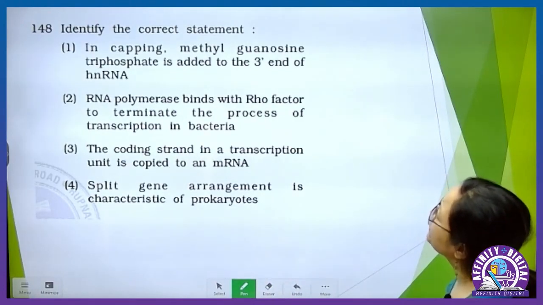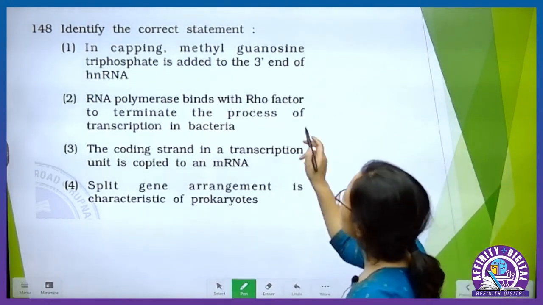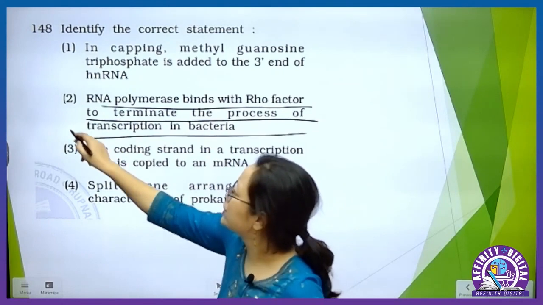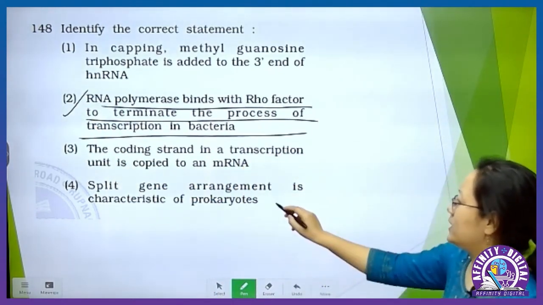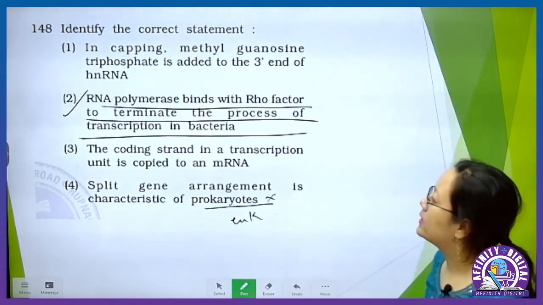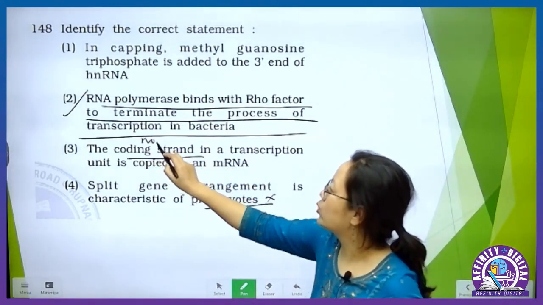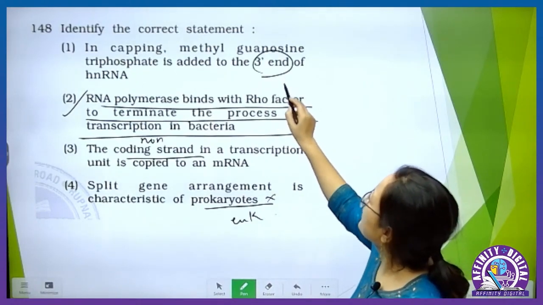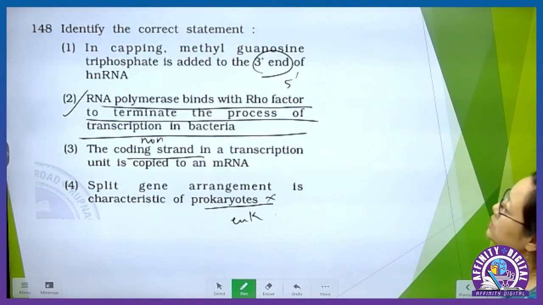Identify the correct statement. RNA polymerase binds with Rho factor to terminate the process of transcription in bacteria. This will be the answer. Split gene is not prokaryote, it should be eukaryote. It is not the coding strand, it should be the non-coding strand. Methyl bonds are added to 3N, it should not be 3N, it should be 5N. So it should be 2.